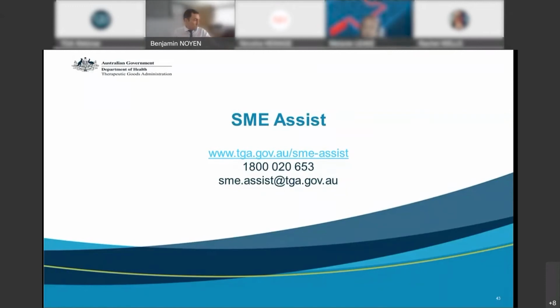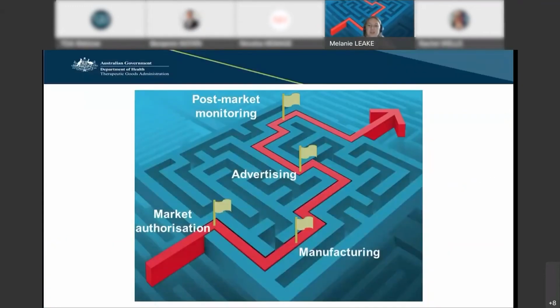Thanks, Ben. Okay, so the key areas we're going to look at today include market authorisation, manufacturing, advertising, and post-market monitoring.